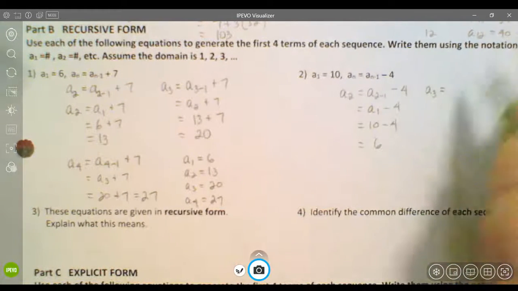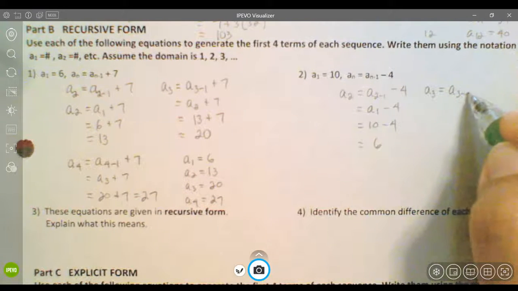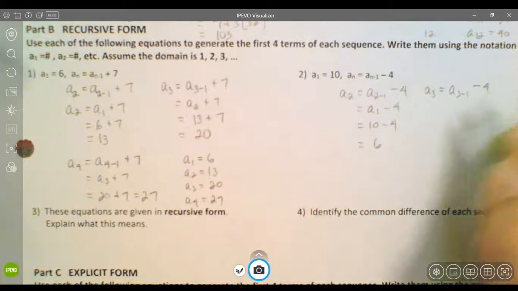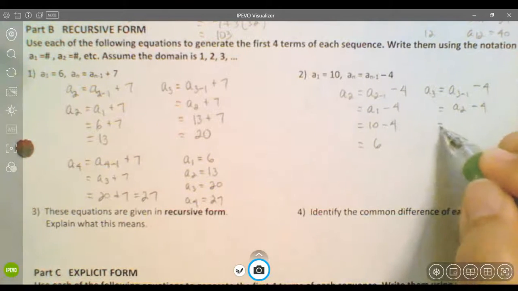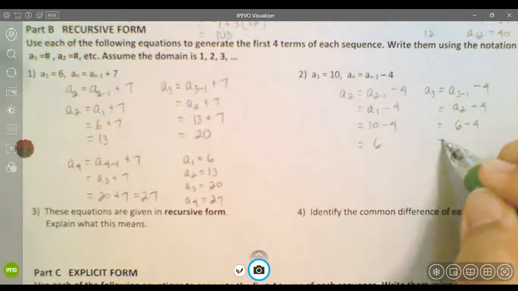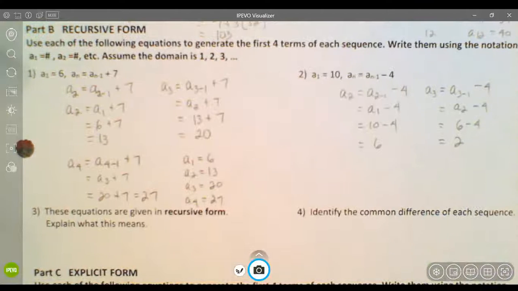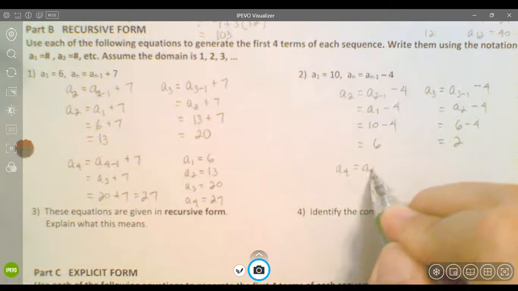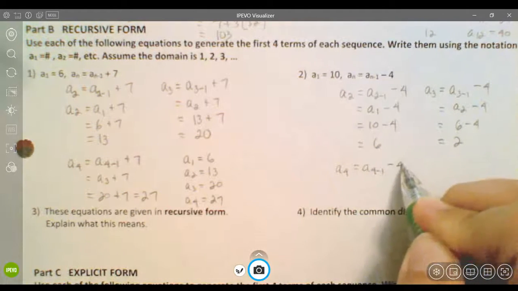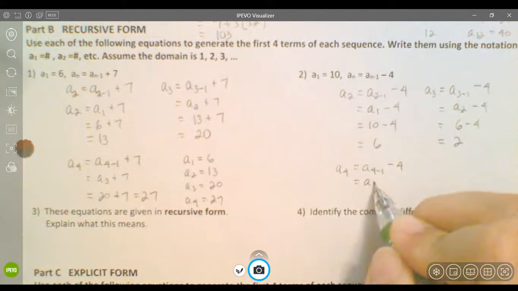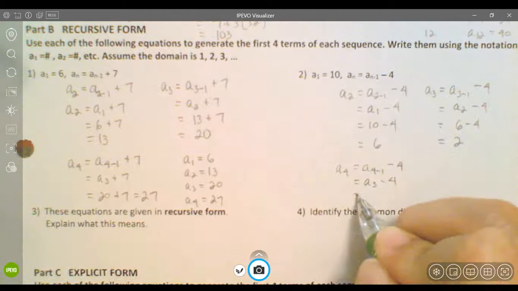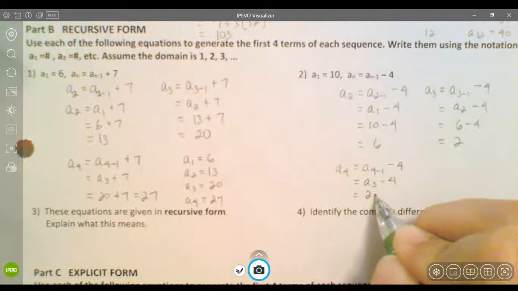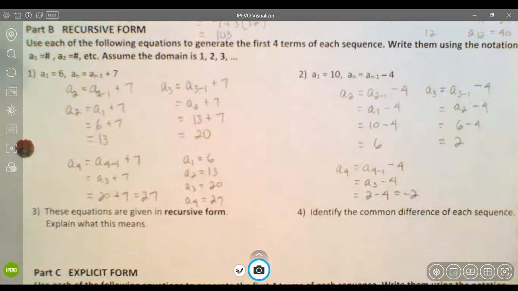A sub 3 is a sub 3 minus 1 minus 4. Well, 3 minus 1 is 2. A sub 2 is 6. 6 minus 4 is 2. Okay. A sub 4 is a sub 4 minus 1 minus 4. That's a sub 3 minus 4. A sub 3 is 2, and 2 minus 4 is negative 2.